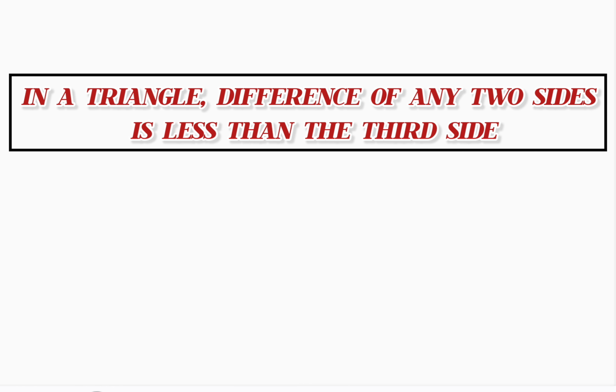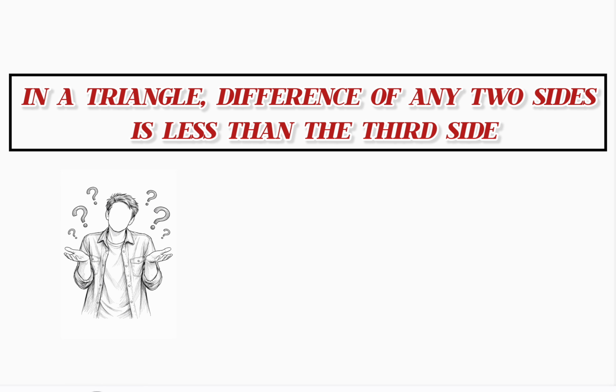Hi everyone, we all have read that in a triangle, the difference of any two sides is less than the third side. But is it always true? And how did mathematicians come up with this?